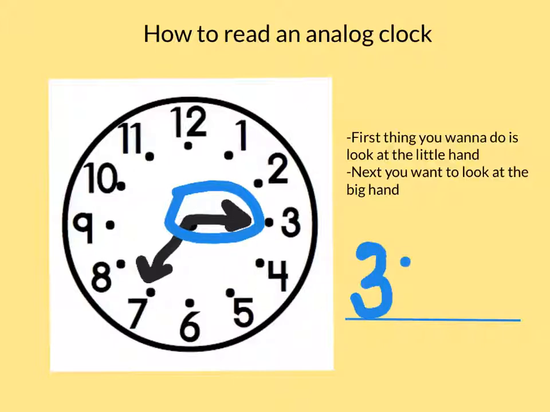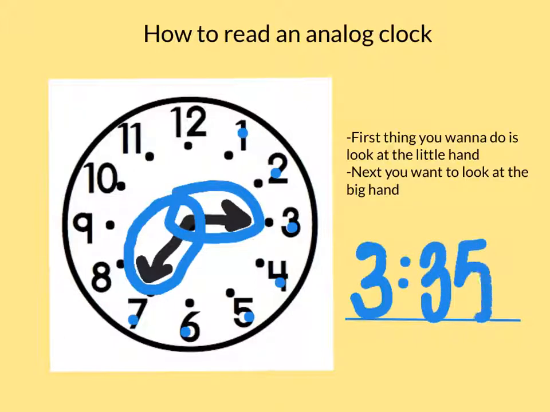And to figure out the minutes, you want to look at the big hand, which is pointed towards the 7. After you know it's at the 7, you want to go all the way back up to 12 and count by 5 till you get to 7. So it'd be 5, 10, 15, 20, 25, 30, 35. So once you get to 7, you know that it's 35, so you can write that down so you know that our time says 3:35.